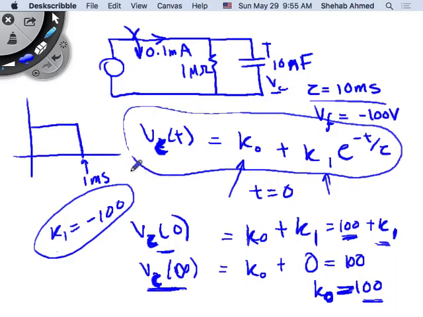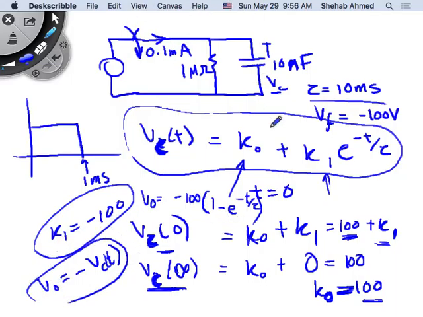Okay, so we calculate the equation for VC. V output is equal to minus VC of t. Correct. So VC of t is equal to K0, which is 100, minus 100 e to the minus t over tau. So V output is equal to minus 100 plus 100 e to the minus t over tau. I can take the minus 100 outside as a common factor, and I will have 1 minus e to the minus t over tau. Excuse me, the output of the op amp.